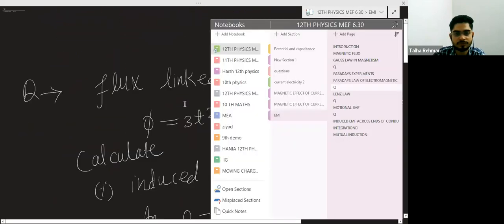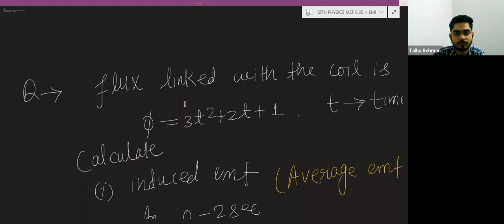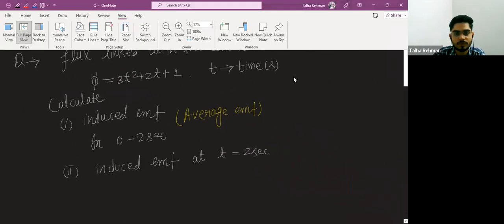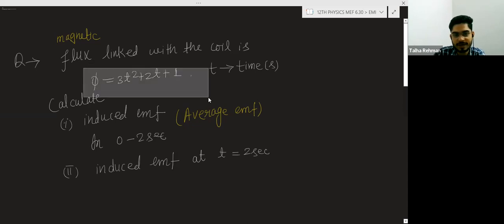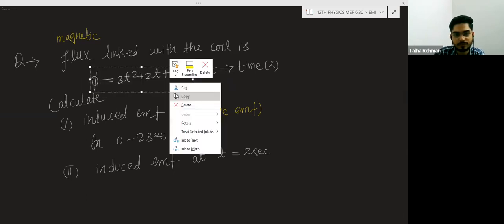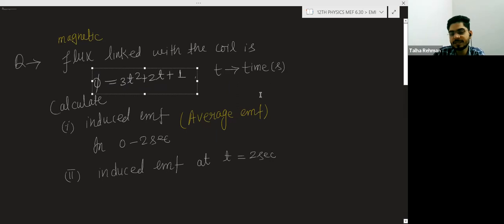Okay, so there is some coil, and flux linked with the coil is phi. Phi is the flux. Magnetic flux linked with the coil is this. This is the magnetic flux. T is representing the time.